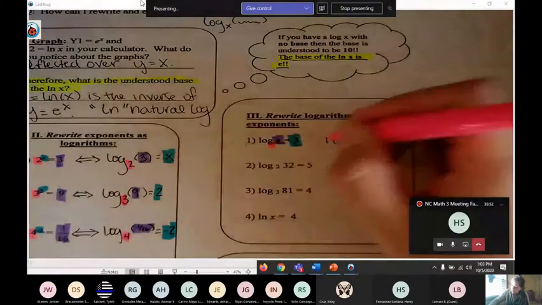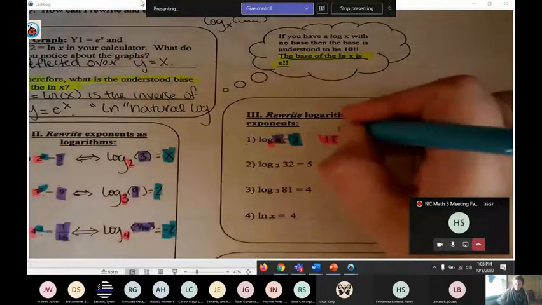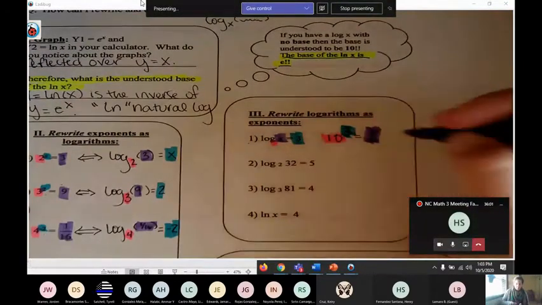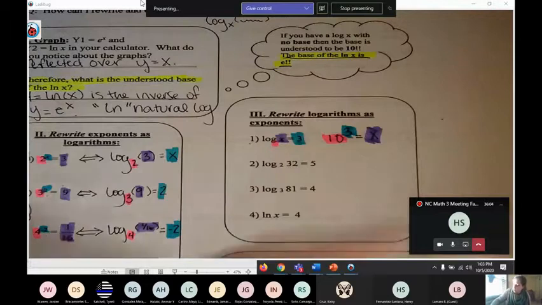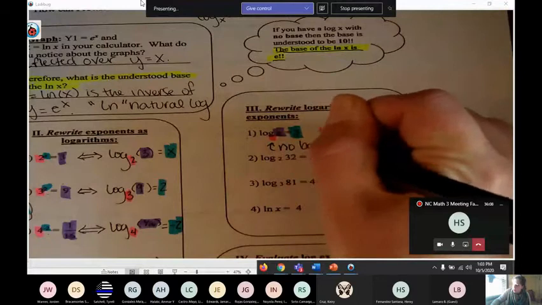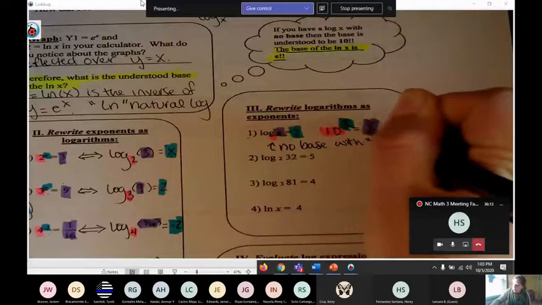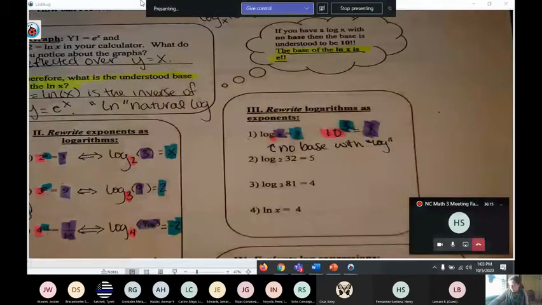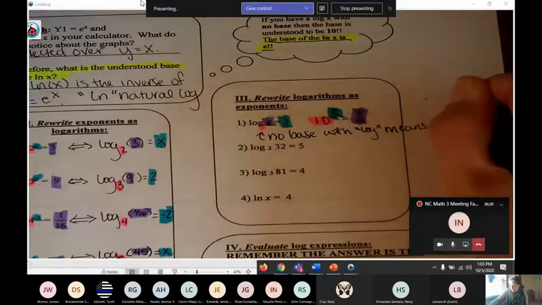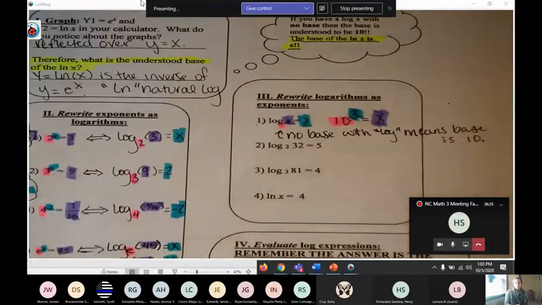I'm going to do my highlighting to go back. My base was 10. My exponent was 3. My answer was x. I'm just doing the same rearranging but backwards. So no base with log means your base is 10. Okay, so that's what that means.